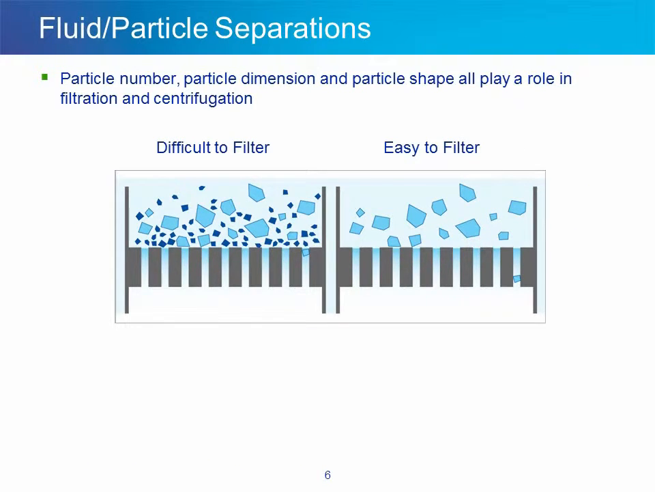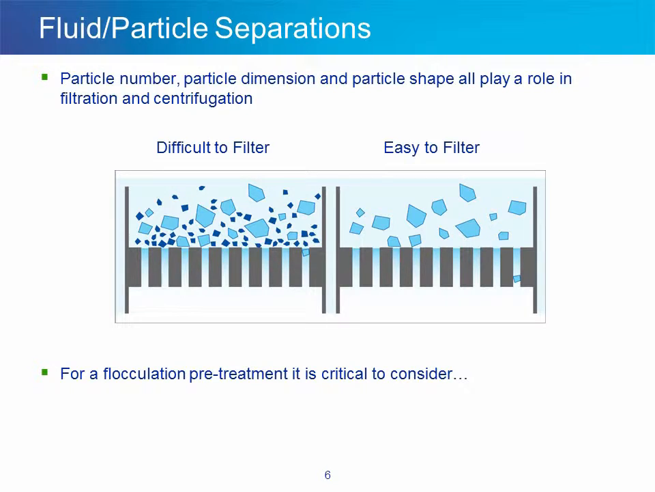So just some background on fluid particle separations. Typically, particle number, particle dimension, and also particle shape all play a role in filtration and centrifugation. Taking it to a very simple degree, the image on the left indicates something that's difficult to filter, where we've some big particles but also a lot of fine particles, and the image on the right is obviously easier to filter. This is simply because these small particles block the channels and the pores created by the larger particles and make it very difficult for the centrate to move through the filter to the outlet.